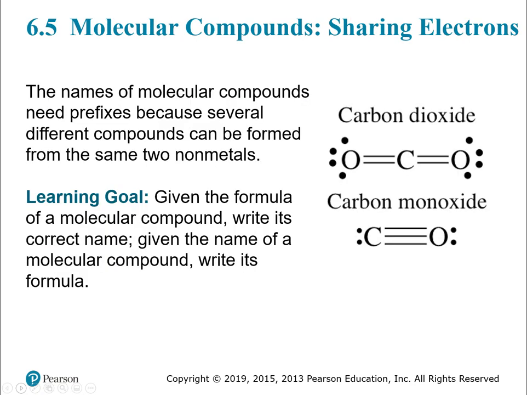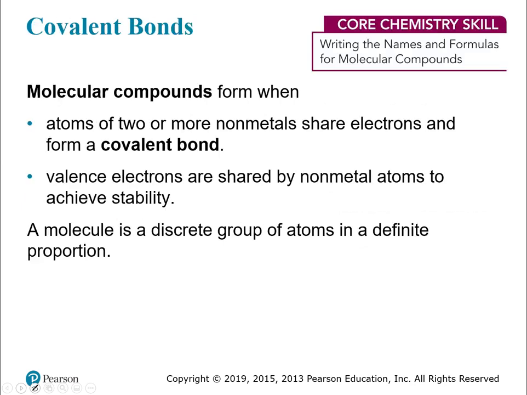Molecular compounds, they share electrons. We've got to learn how to name them. Molecular compounds form when you've got two or more nonmetals sharing electrons and forming a covalent bond. The valence electrons are shared among the atoms, and that gives them stability.